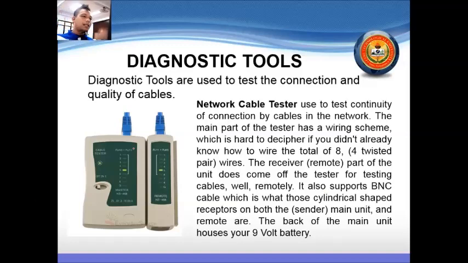So when you test, class, the cable is far away. For example, let's say the cable is 20 meters. The other end of the cable is over there, and if it is already installed in the wall, you test it that way. It also supports BNC cable, which uses those cylindrical shaped receptors on both the sender main unit and the remote. The back of the main unit houses your 9-volt battery.